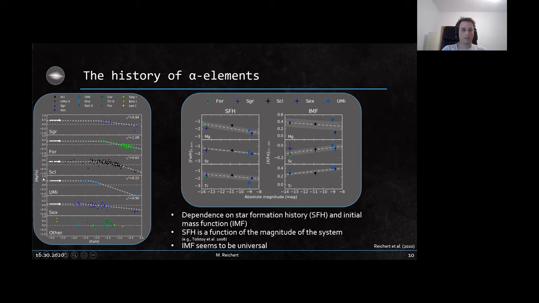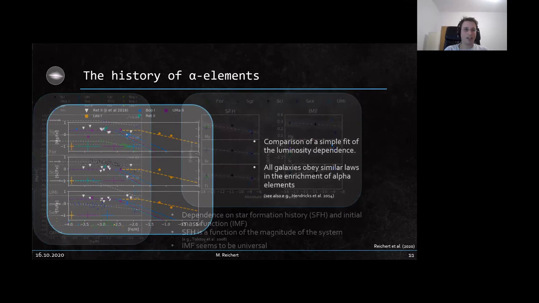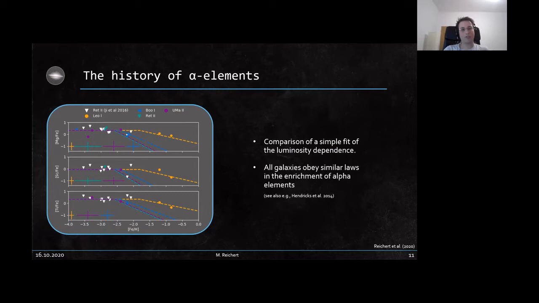So now that we know that the point of the knee correlates with the magnitude, and I did not have time to talk about it, but also the slope correlates with the absolute magnitude, we can make an empirical relation and put other galaxies in that where we only had a few stars measured. So for example, for Leo 1, we only had 2 stars measured, and we just put it into this empirical relation that I just said. Then we get the dashed line. And apparently it fits very well also with these 2 stars.